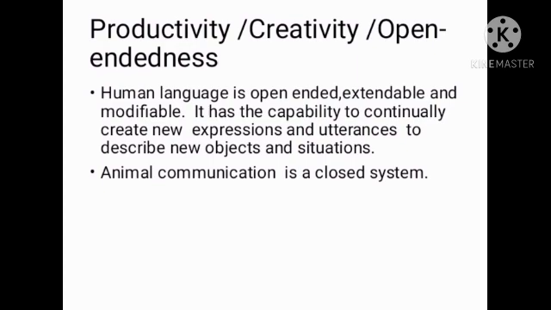Language changes according to the needs of society. Human language is open-ended, extendable, and modifiable. It has the capability to continually create new expressions and utterances to describe new objects and situations. Human communication makes infinite use of finite means, but animal communication is a closed system. It has a limited set of signals and cannot produce any new signals to describe novel or new experiences.